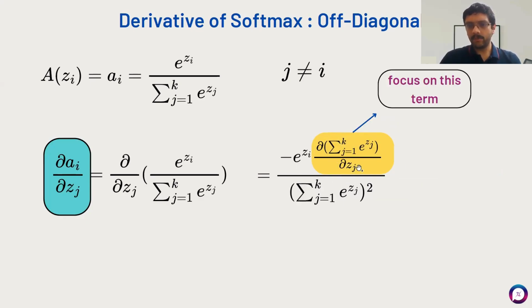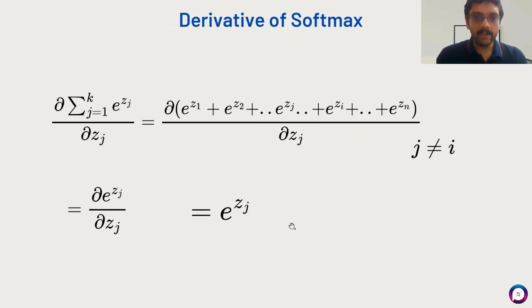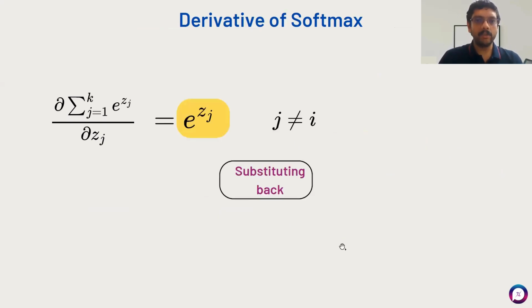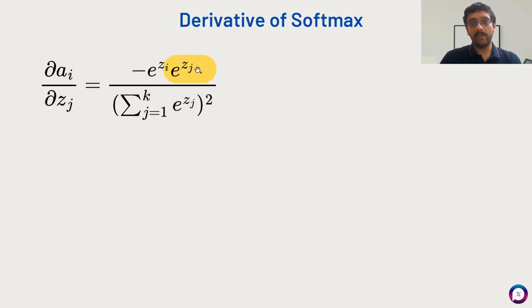Now we've already seen this term before. Let's just focus on that. The only difference is now it's with respect to zj, where j is not equal to i, which doesn't matter. All the other terms, there's no dependence on. There's only dependence on one term, e to the power of zj. So it's the derivative of e to the power of zj with respect to zj, which is e to the power of zj, right? So we can substitute this back. In the previous case, it was zi. In this case, it's zj. So it's dou ai by dou zj is e to the power of zi times e to the power of zj by the denominator term.